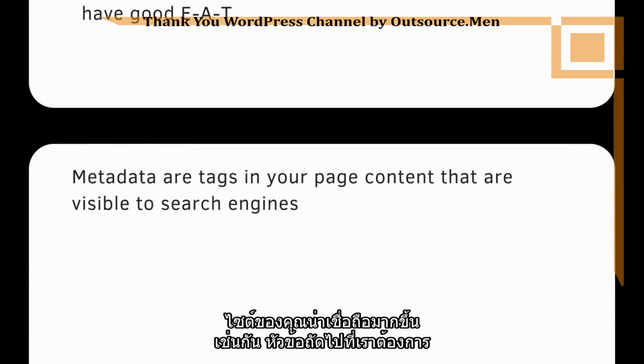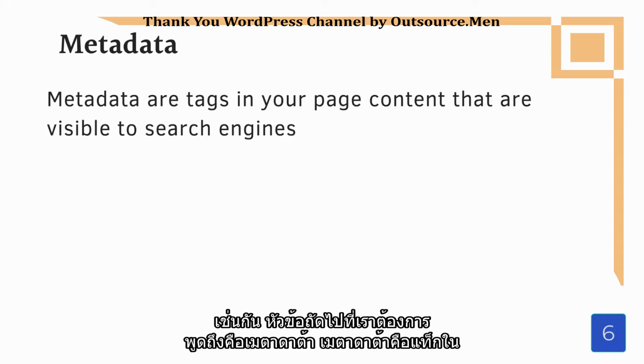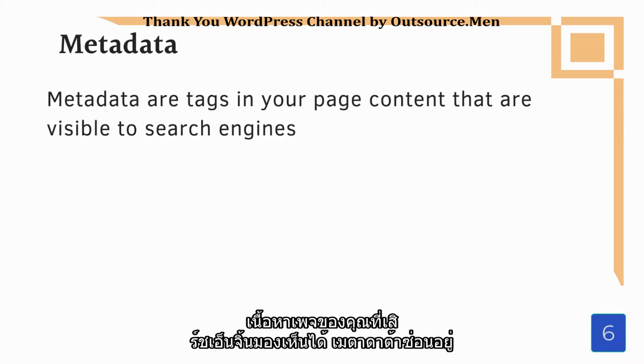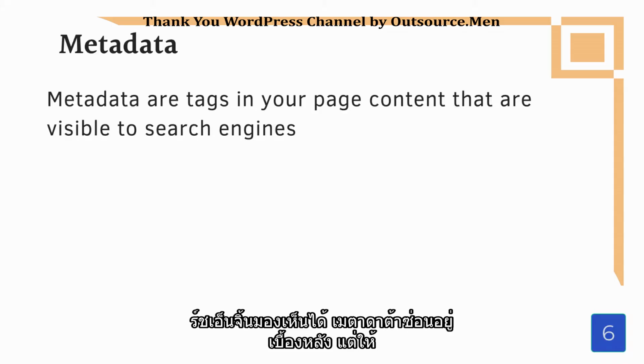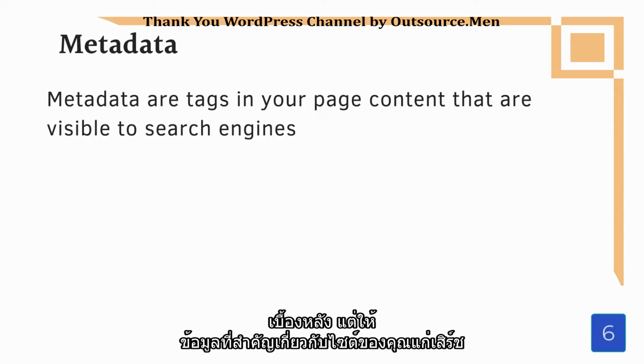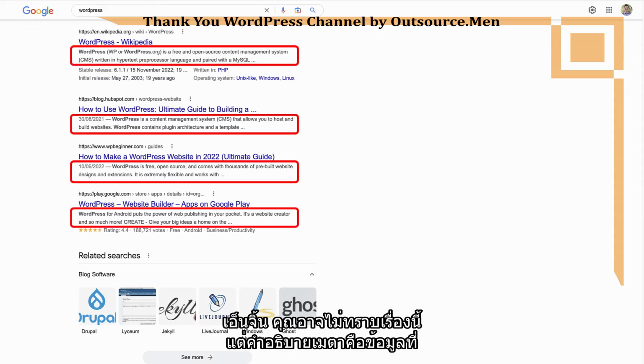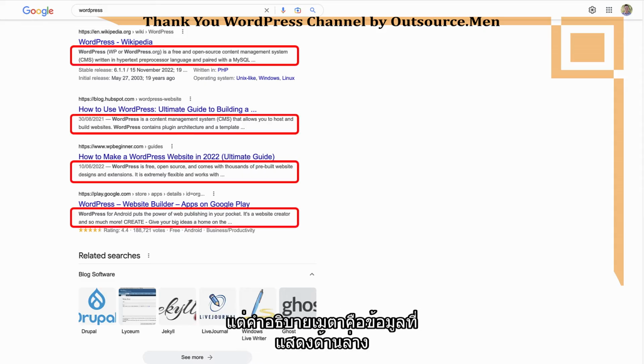The next topic that we want to discuss is metadata. Metadata are tags in your page content that are visible to search engines. It is hidden behind the scenes, but it does give critical information about your site to search engines. You might not have known this, but meta descriptions is the information shown below each individual search result.